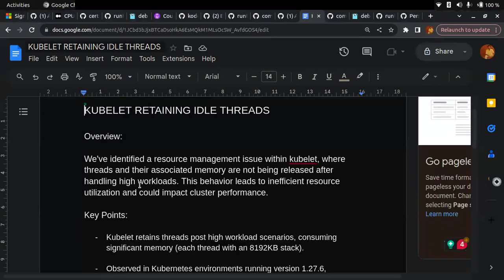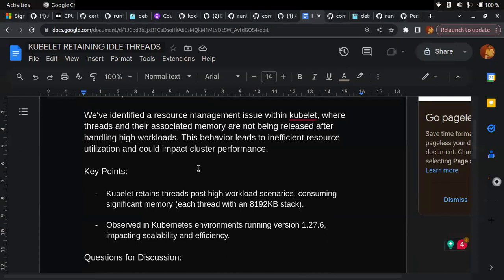Yeah, so I've written here, in case of a high workload, the threads are being allocated by the kubelets, which is normal. But when the workload is being put off, the threads aren't being released, which leads to a lot of resources like threads and memory being occupied by the kubelet. So this leads to a lot of inefficiency. After 2 or 3 hours post workload, the threads are still being allocated.